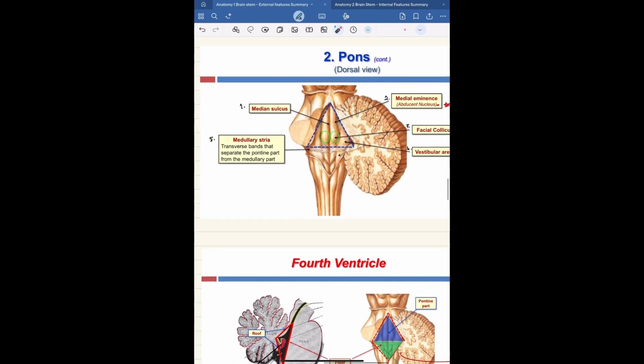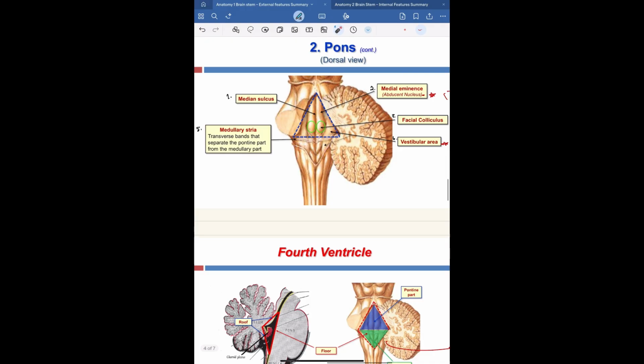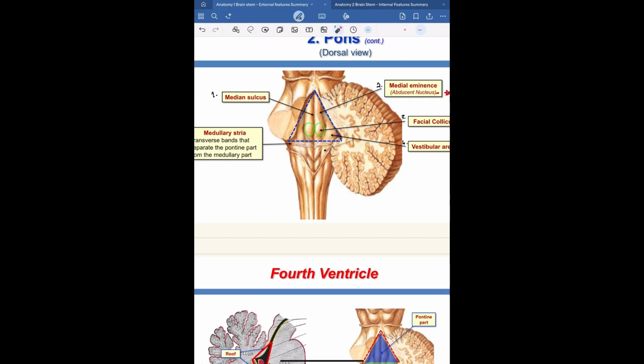So dorsally, you don't expect to see a belly, right? You're flipping it, you're seeing, let's say, the back or spine, or whatever you'd like to think of it. The first thing I'd notice again is a groove, right? But here it's actually not a groove, but rather a sulcus. Here you see the median sulcus in the middle. You go to the sides, you will see the medial eminence, which holds a nerve. It's called the abducent nerve, which is cranial nerve 6.